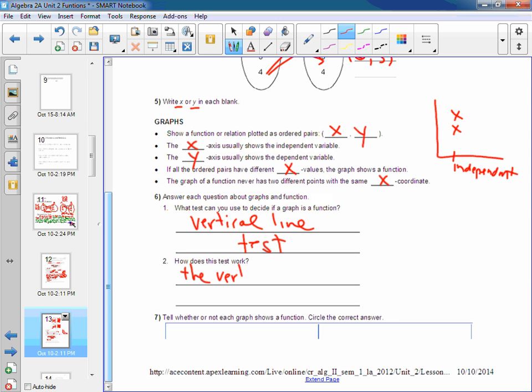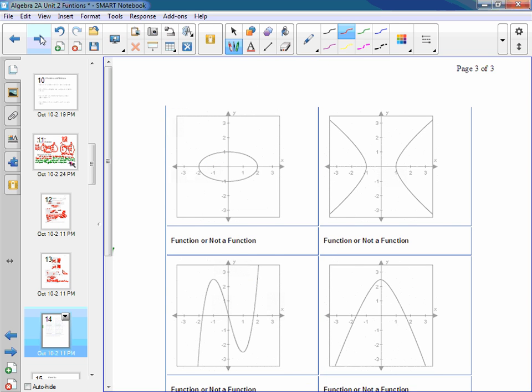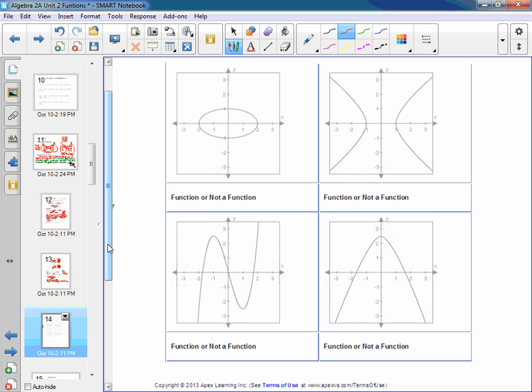The vertical line can only intersect one point on the graph to be a function. I think I have a couple examples after this. Let's see. Yeah, so write function or not a function. So the vertical line test goes through 2 points, not a function for that one.